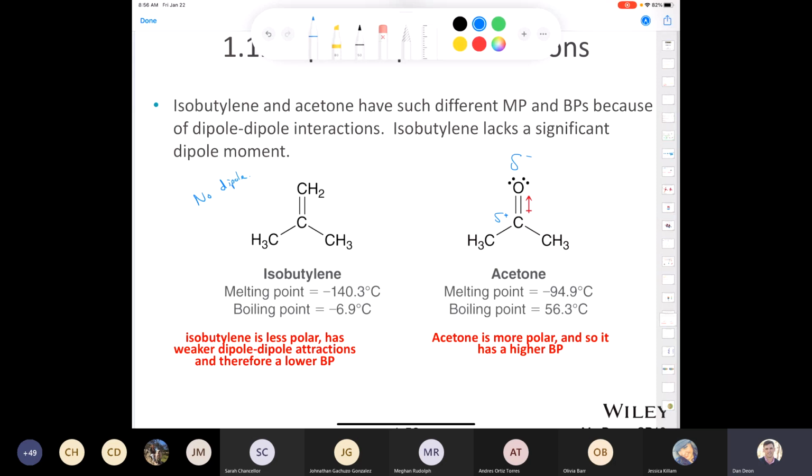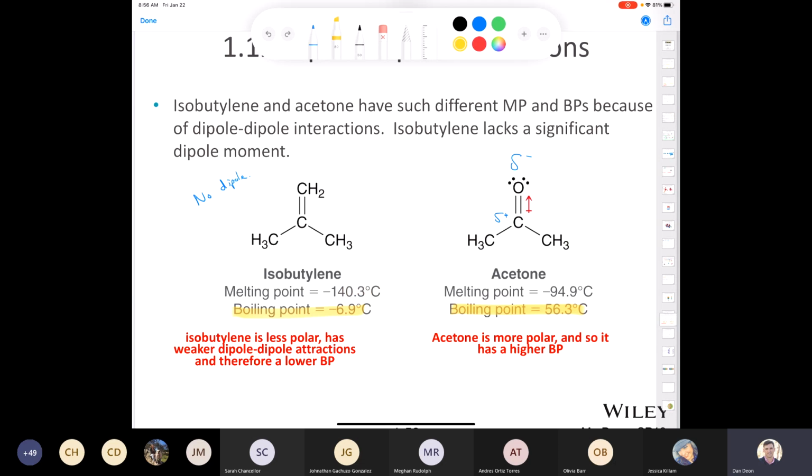So even though they look similar, right, they have molecular weights that aren't that different, okay? Let's just compare one of their physical properties. Look at the boiling points. Acetone boils around 56 degrees Celsius, okay? So you have to heat it up in order to boil it. It's a liquid at room temperature. But look at isobutylene. What the heck? Its boiling point is below the freezing point of water.